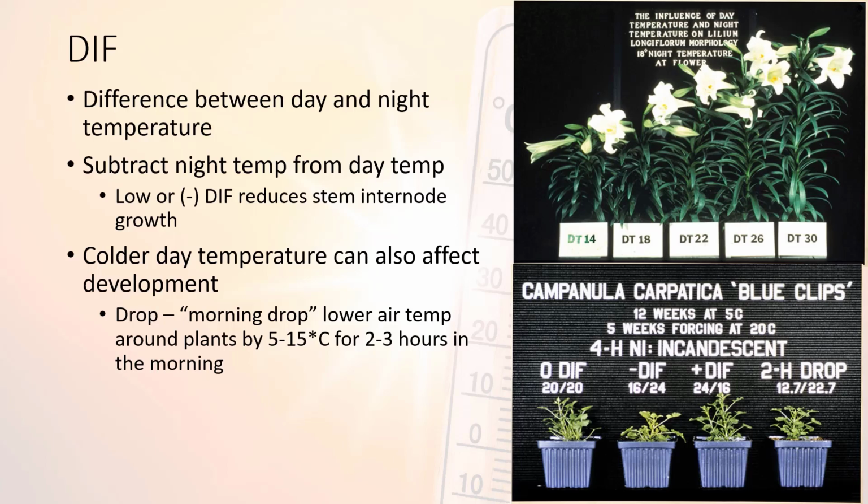And then there's another process, which is referred to as DROP. And this is a refinement on this DIF. What they found is that you don't need to have this difference carry out throughout the entire day. What you can do is have a morning drop, so you can lower your air temperature around your plants by around 5 to 15 degrees Celsius for about 2 to 3 hours in the morning. And that would give you a similar effect as if you were doing this entire DIF, growing it at that temperature the entire time. So this is an example.